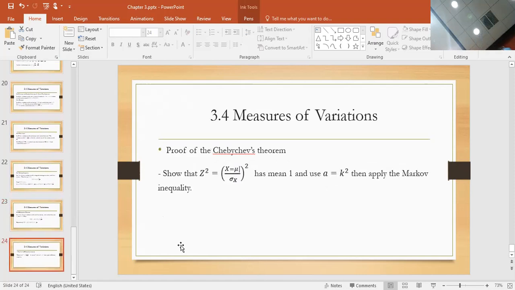So to prove this, we will use the Markov inequality. To prove this, 2 minutes. I will say you can complete the proof. I will use 1 minute and then we go. Look at what I will do here quickly.